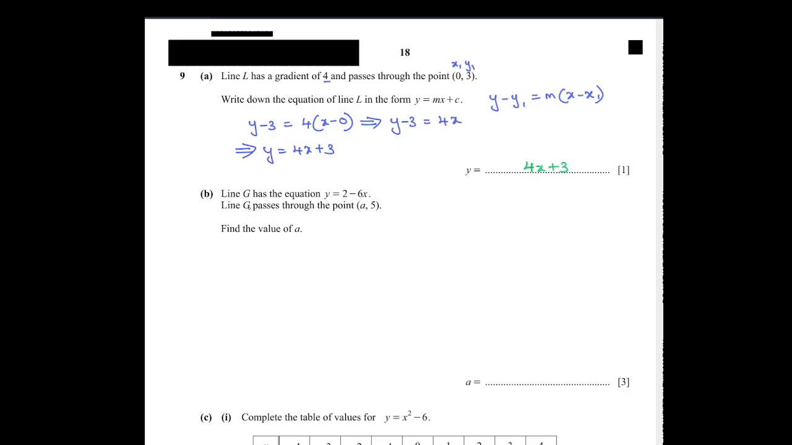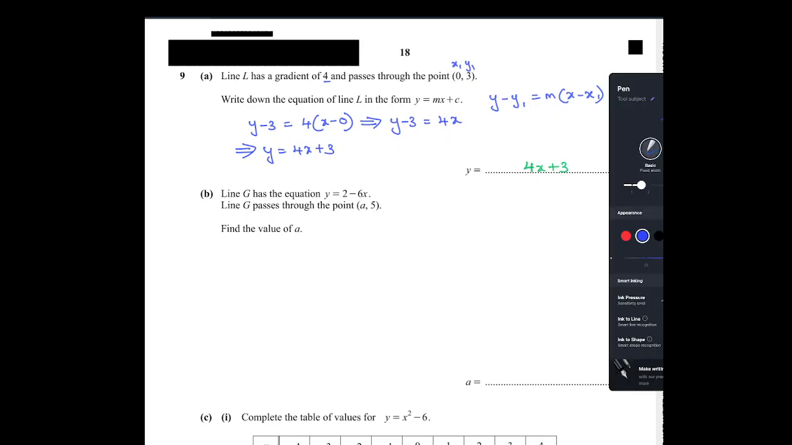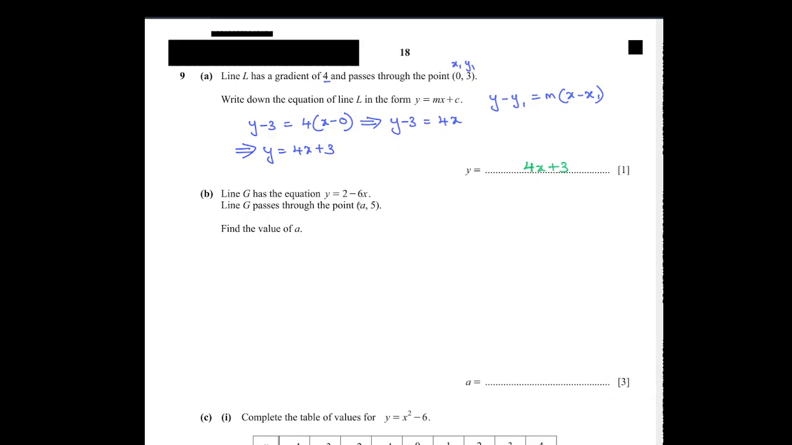Question number B. Line G has the equation y = 2 - 6x. The line G passes through the point (a, 5), that is, the x coordinate is a, the y coordinate is 5. Find the value of a. So when a line passes through a point, if you substitute the values, it has to satisfy. Now the y coordinate is 5, so take this equation, and in place of y we put 5, and in place of x we put a.